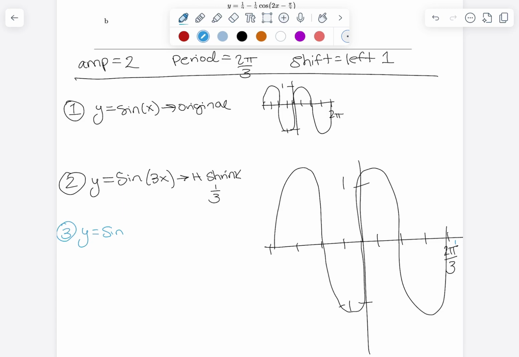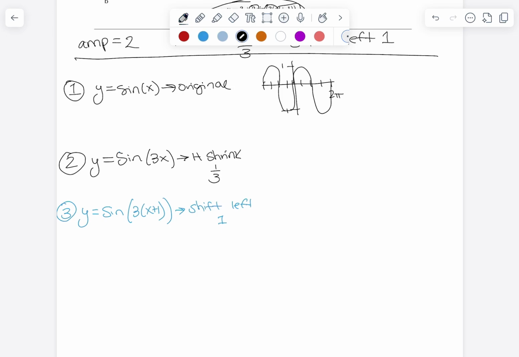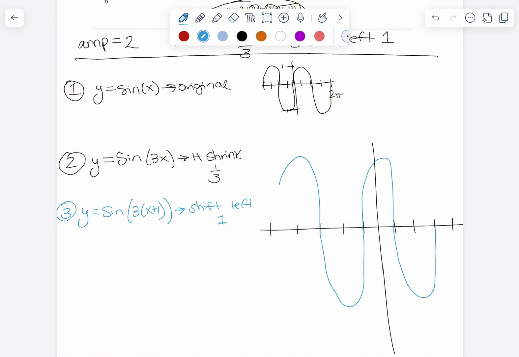Next, we're going to graph y equals sine 3 times x plus 1, so that's going to be adding our shift left 1. Then the next step is going to be y equals 2 sine 3 times x plus 1. So that is showing the vertical stretch by 2.